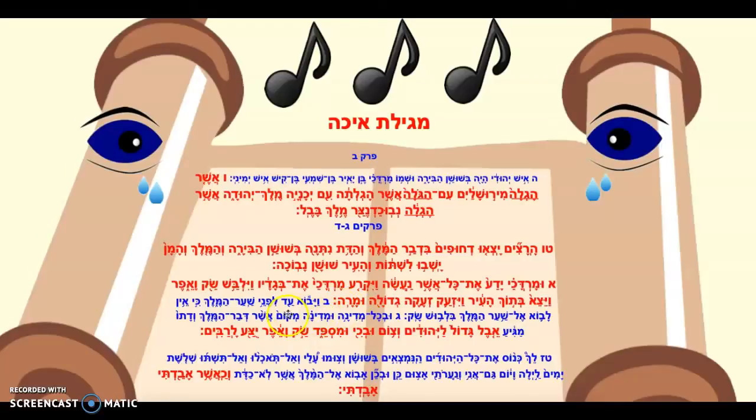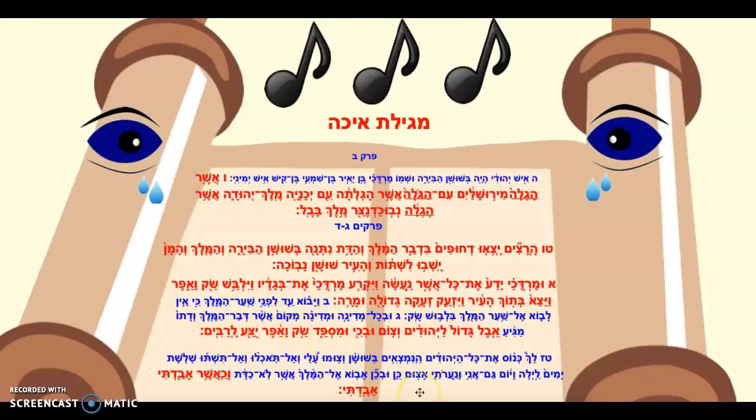Then it switches back to the regular Megillah trop. Vayavo ad lifnei shar hamelach ki ein lavo el shar hamelach belavur saku v'chol medina umedina mekom asher davar hamelach v'dato magia. And then it switches back to Eicha. Evel gadol la Yehudim v'tzomu v'chi umispaid sak va'efer yutzah.